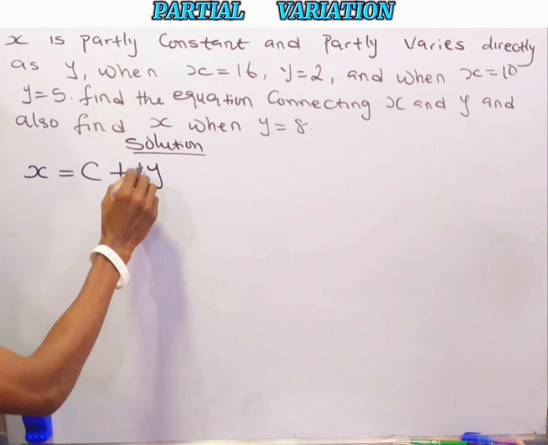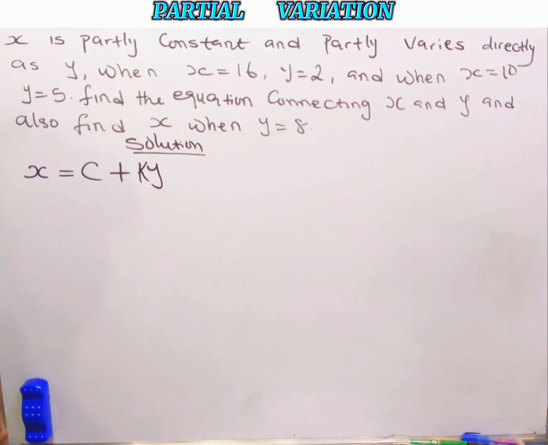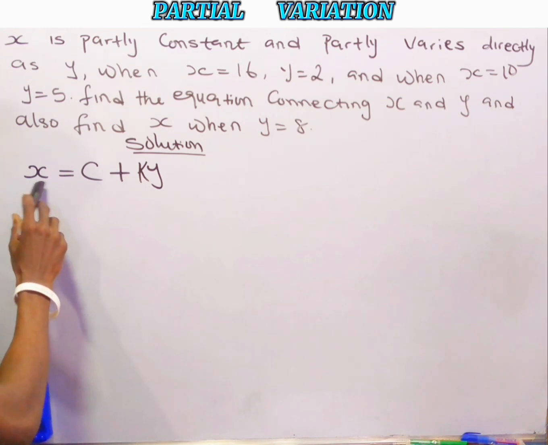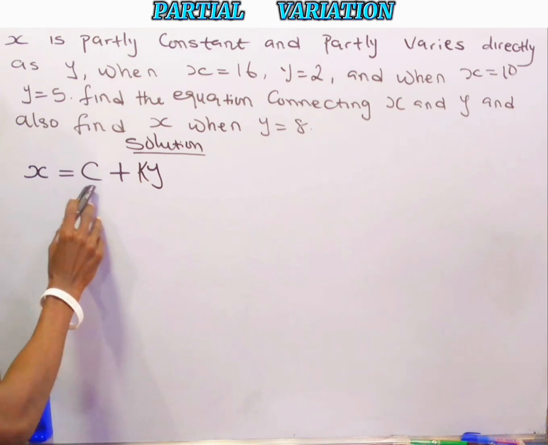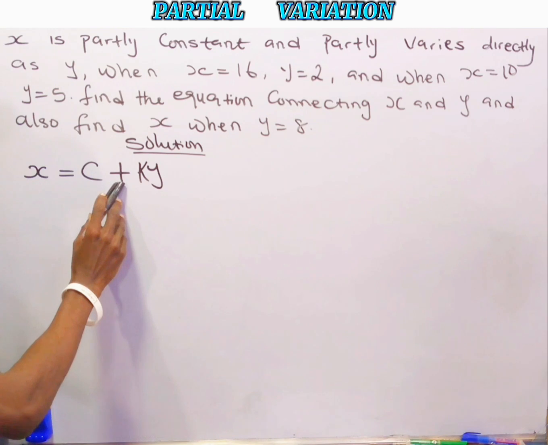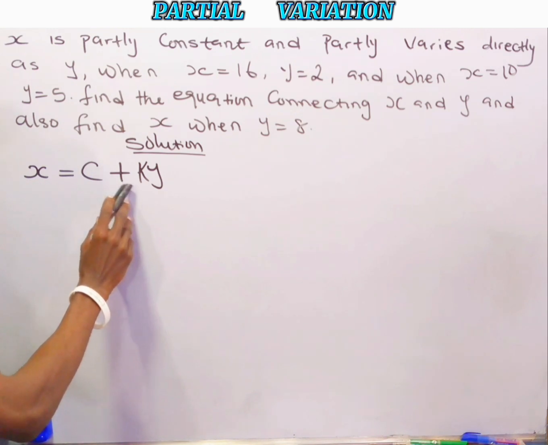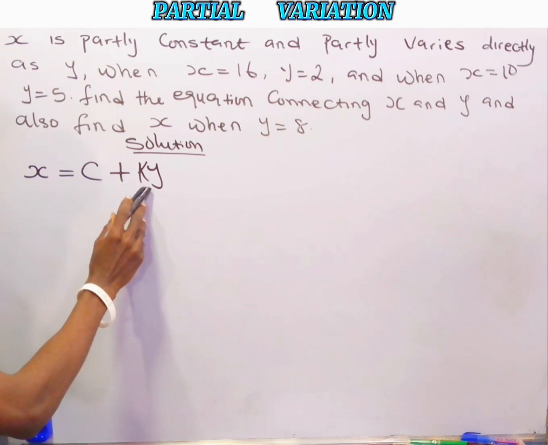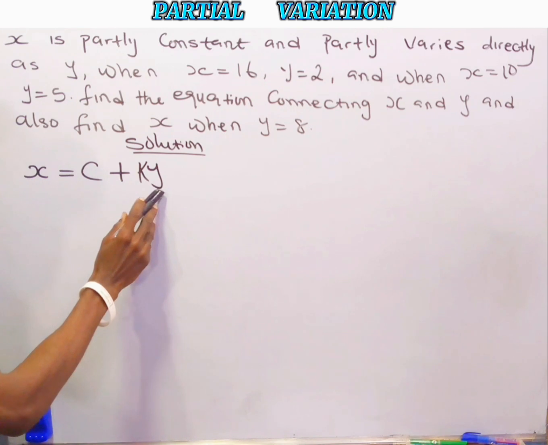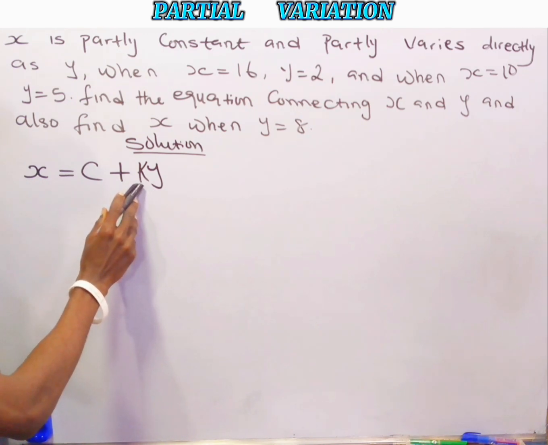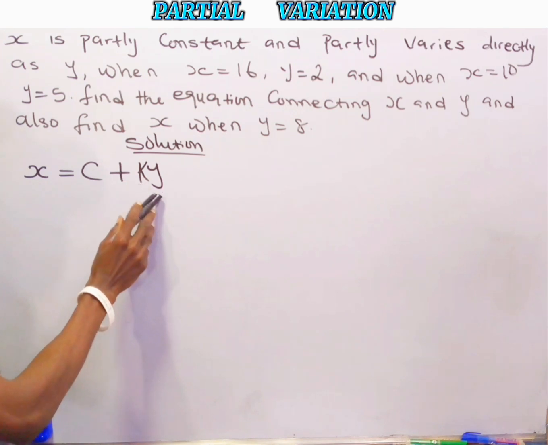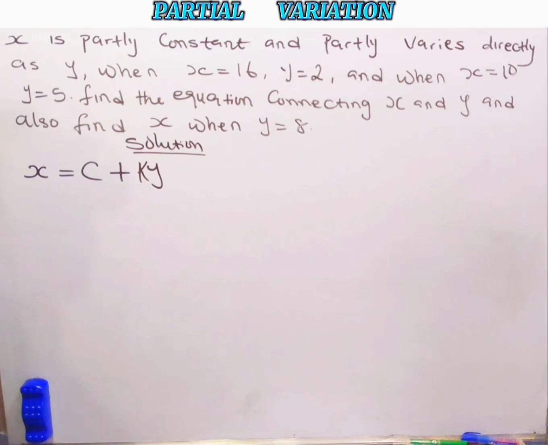X is partly constant, which is x is equal to c. And at the same time, which is plus, it partly varies as y. So it will be plus ky. However, since it is variation, we introduce our constant k in position of y. Hence, when x is equal to 16, y is equal to 2.